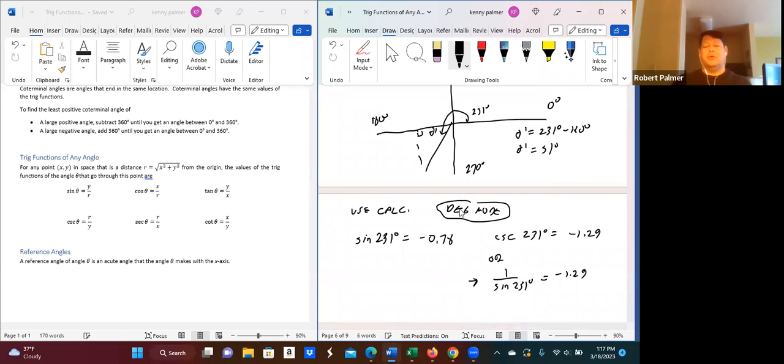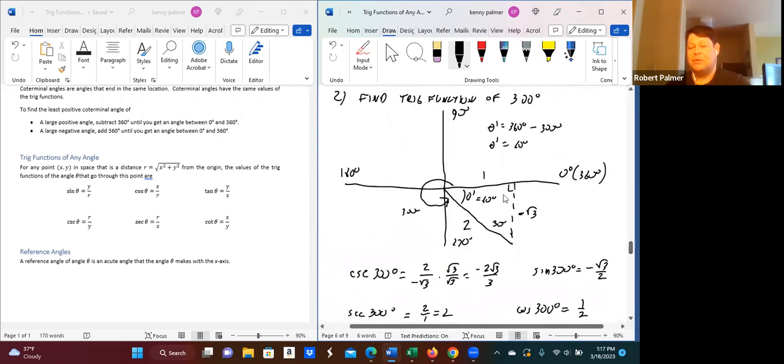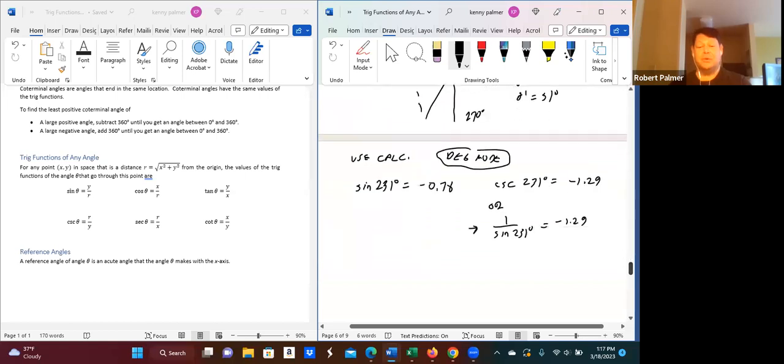You can find all the trig functions. Sometimes you have to do that because often in real life, the angles you're going to get are not going to be ones where you have these nice reference angles with a special triangle. So often we have to do this by hand with a calculator. So it's good to make sure you can do that.